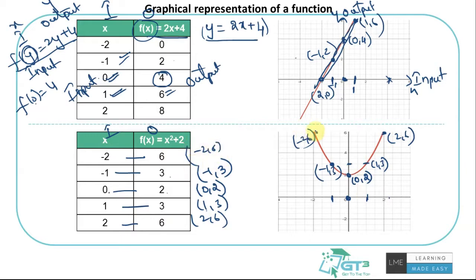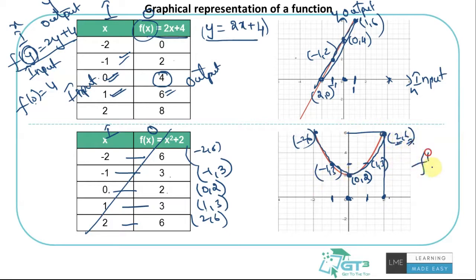And similarly I get this curve to be created, right? That's how I can create or read the curve. If I give you the curve and I don't give the table, I see this: when input is 0, the output is 2 because I see the point here. When input is 2, the output is here, that is 6. So when input is 2, output is 6. That's how I read the graph.